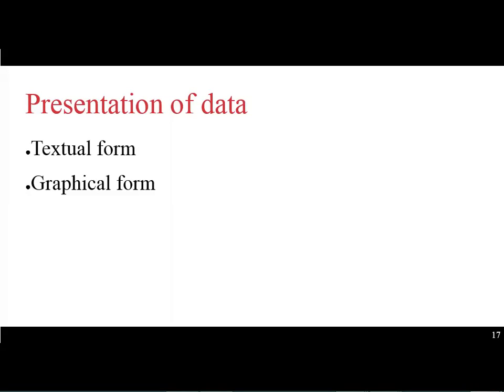Then lastly, for the presentation of data, we have the tabular form. From the root word itself, table. Data is arranged in rows or columns. So those are the forms of presentation of data.